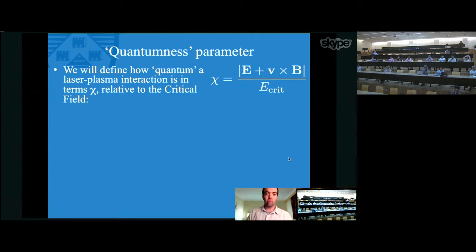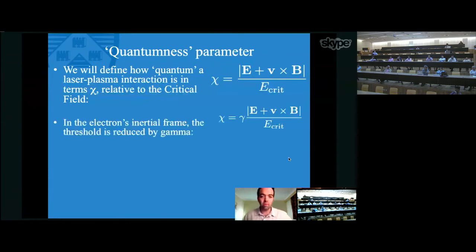But we don't just need to rely on the laser intensity to provide these strong fields. We can also provide a strong field in the frame of a moving electron. And in this case, the electron witnesses a field that is gamma times larger than the field that we witness in the lab frame.